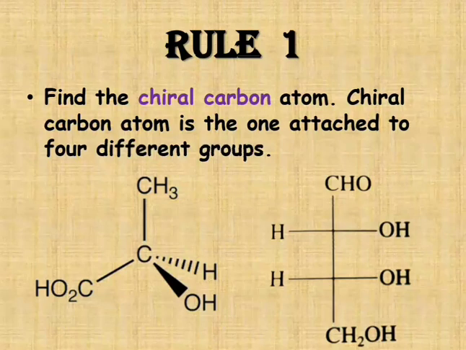In the second structure, that is the Fischer projection formula, you can see that the second carbon and the third carbon are both attached to four different groups. Hence, these two carbons are also chiral carbon atoms.